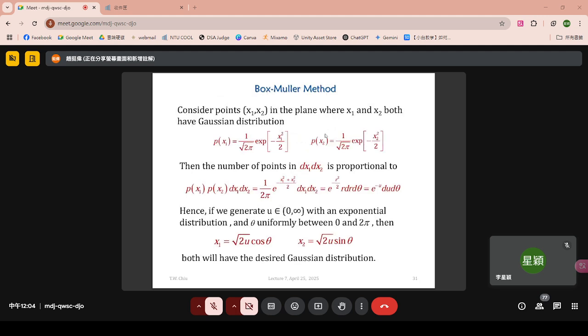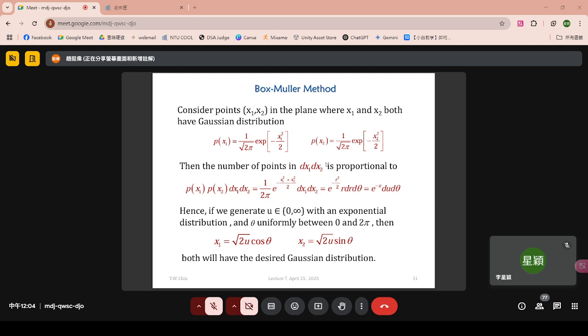Now, there's a very good method to generate the Gaussian distribution, called the Box-Muller method. Let me consider the points x1 and x2 in the plane, and x1, x2 both satisfy Gaussian distributions. So P of x1 satisfies this distribution, and P of x2 satisfies this distribution.